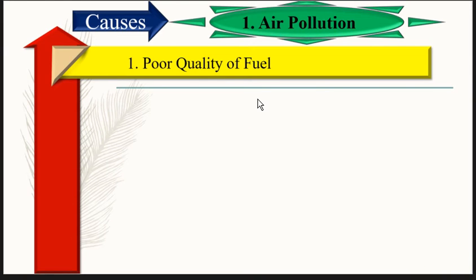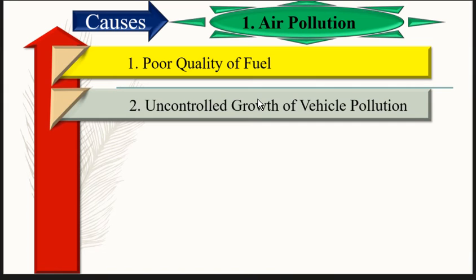Friends, fuel used for industries and transport is by and large of poor quality. Although various measures have been taken to improve the quality of fuel during the last few years, poor quality of fuel and coal is a matter of severe concern. Second is uncontrolled growth of vehicle pollution. Friends, there has been uncontrolled growth of vehicle pollution in almost every city in India. This has resulted in a very high level of air pollution.